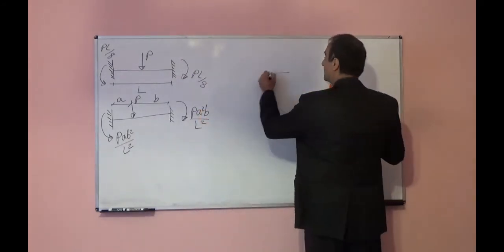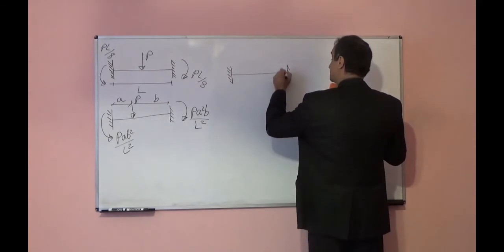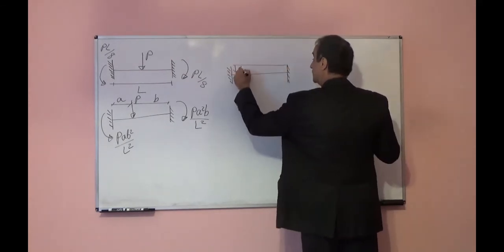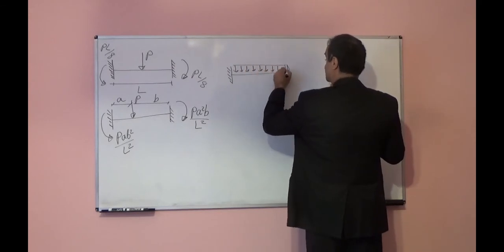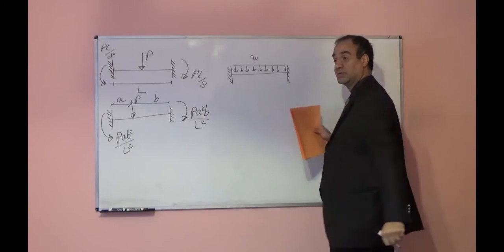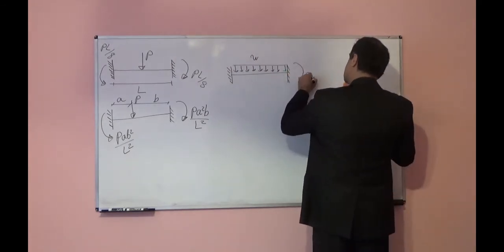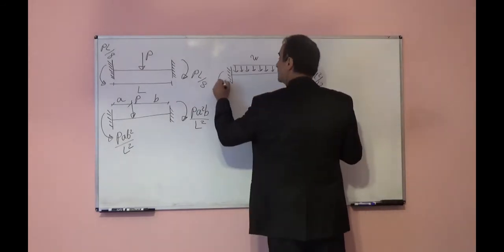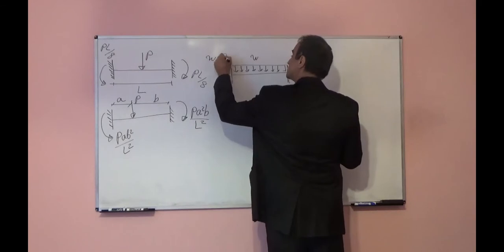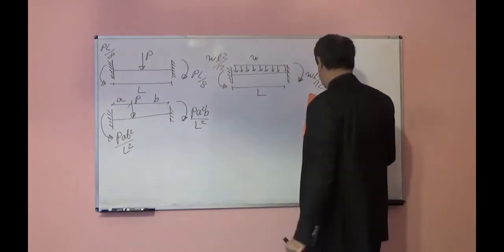If we have a distributed load, and it is a uniform distributed load, the intensity of the load is W. In that case, the fixed end moment is W L squared over 12, W L squared over 12, and the length of the span is L.